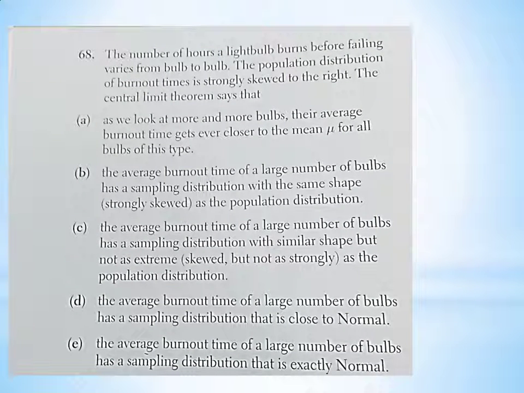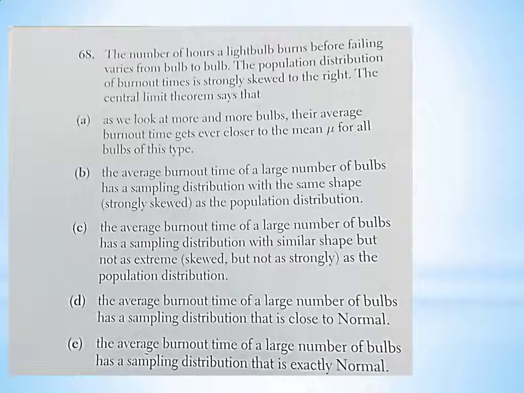The number of hours a light bulb burns before failing varies from bulb to bulb. The population distribution of burnout times is strongly skewed to the right. The central limit theorem says what? You better remember CLT, or some of you are going to be owing me some cupcakes. As we take more and more samples, what happens? CLT says that the larger our sample size, the more normal it becomes. So, which one talks about the shape of the distribution? That's what CLT refers to, shape.